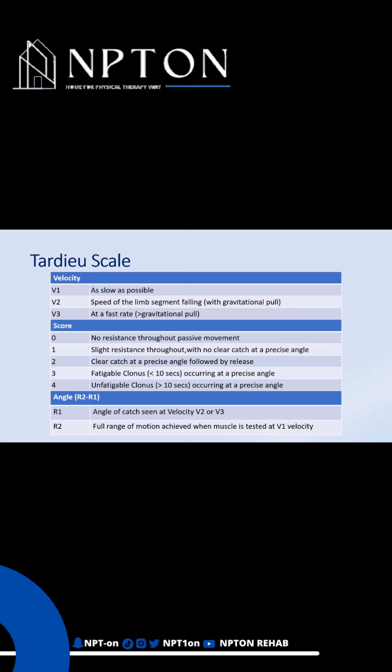And also you're going to measure the angle at R1. It means the angle of catch you see at the fast movement or the movement during the gravity pull. And R2 is the full range of motion achieved when the muscle is tested at the slow movement. And to get the angle, you have to subtract R1 from R2.